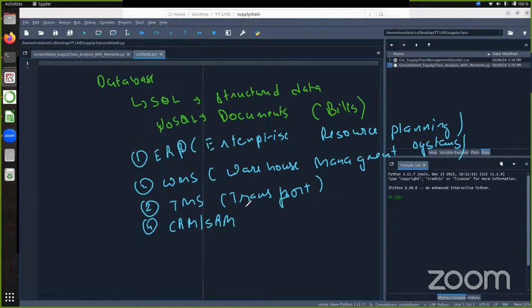So we need the CRM to be able to forecast our demand. Okay, then we have supplier relation management. A supplier is a very important aspect of our supply chain analytics. Okay, so being able to access the information for the supplier, that is, how is the supplier performing, right? What is the performance level of a supplier?